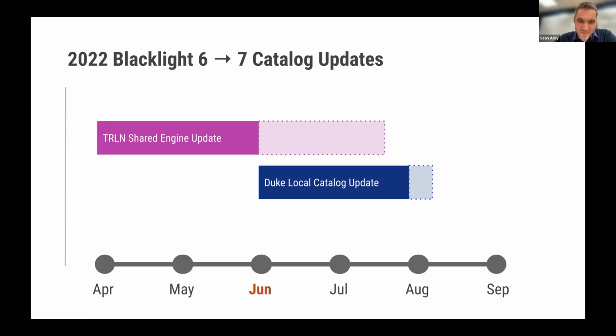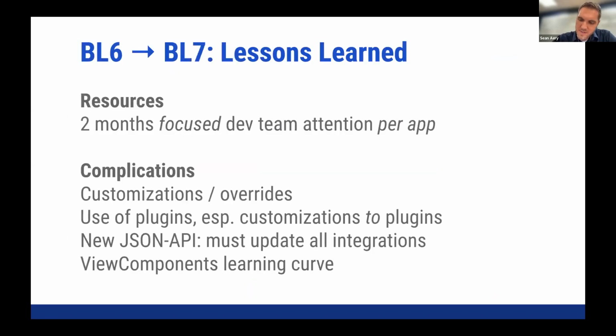We learned a lot of lessons in upgrading from 6 to 7. It's a big undertaking, and you should account for all of it. So you should probably devote 2 months of time per application from a team of developers. The things that make it complicated are customizations and overrides. If you use a lot of plugins, especially if you've made any customizations to those plugins, the APIs are different between 6 and 7. So any of these integration points where things are hitting your catalog for data, like your quick search bento apps and other widgets, all need to get updated.